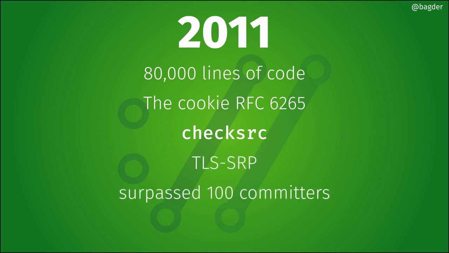We added support for TLS, and we got over 100 committers, I think partly because we switched to Git. With Git, we could keep proper separation between authors and committers. These are actually authors, I think, in Git language, meaning different authors of code that we merged into the repository.